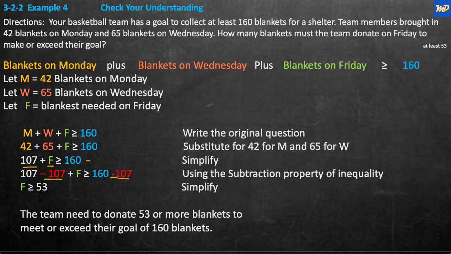Here they are. And when we simplify that, the 107s on the left-hand side will disappear and you'll be left with the F for Friday, which is the number of blankets they're going to need to bring in at minimum, which is the equal to part, or they could bring in more. And when we do that, 160 minus 107 is 53. So on Friday, the team must bring in 53 blankets or more. The team needs to donate 53 blankets or more to meet or exceed their goal of 160 blankets. Okay? Good deal.